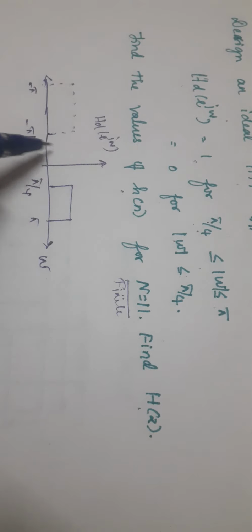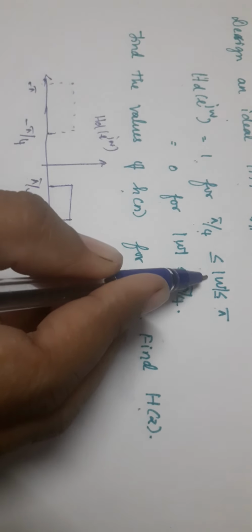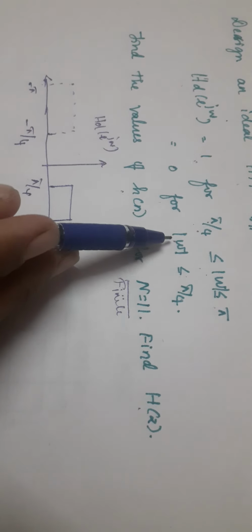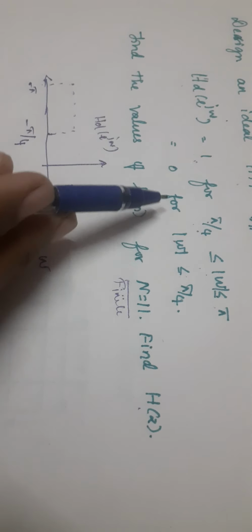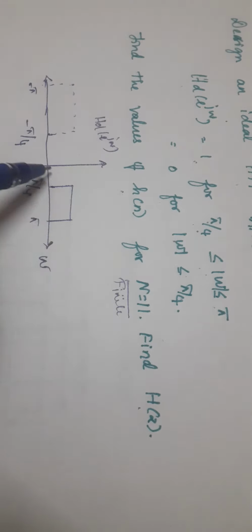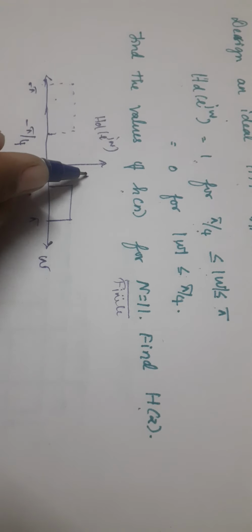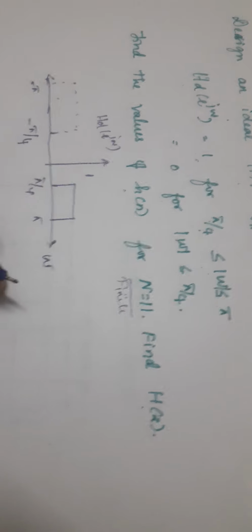In between these values they have given the modulus, right? So for ω from 0 to π/4 in magnitude, it is 0, and near -π it is also 0. That is how we have drawn the mirror image also, with a magnitude value of 1.